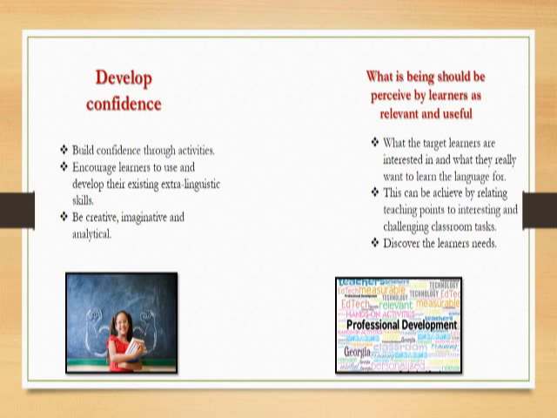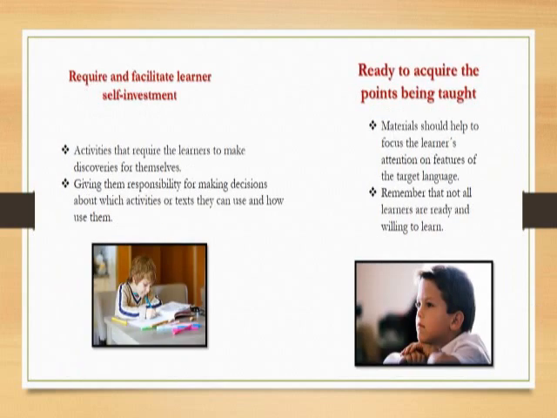Okay, so next we have require and facilitate learner self-investment. Activities that require the learners to make discoveries for themselves. So we have to make them think, not give all the tools. They have to think through the activities. Giving them responsibility for making decisions about activities or tasks they can use and how they use them. Okay, so it's very important how they use them, and they need to know how to use the activities or the tools that we are going to give them in class.